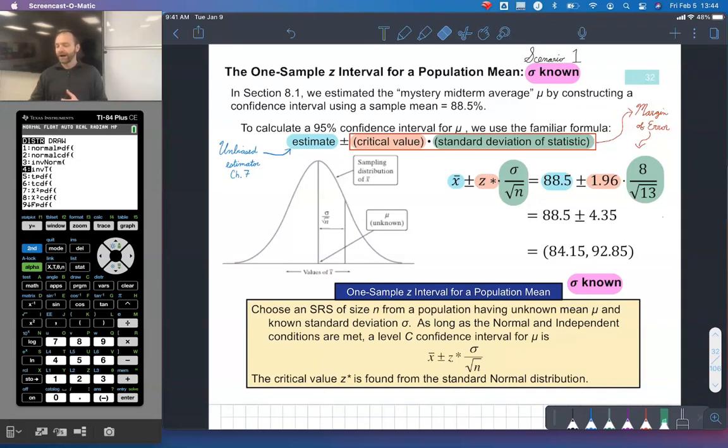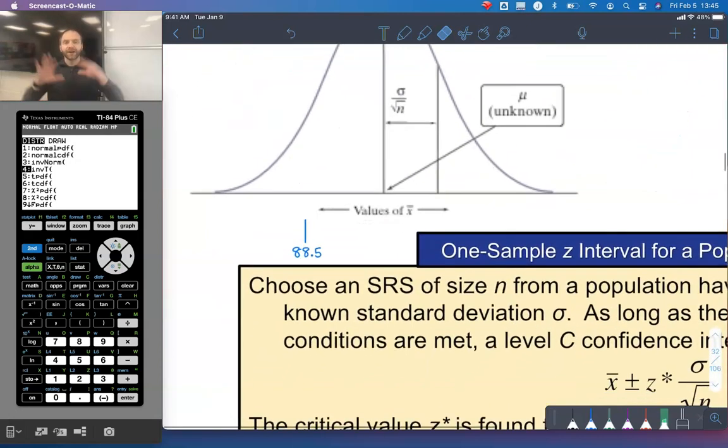So when I find the product of 1.96 times 8 over the square root of 13, that by itself is my margin of error. And so when I have that 4.35, that number represents the margin of error. And so here's really what's going on. You can see that sampling distribution down below. And what's going on is I have some X bar, 88.5, and I don't know what mu is. Okay, so we don't know what this average was on the exam.